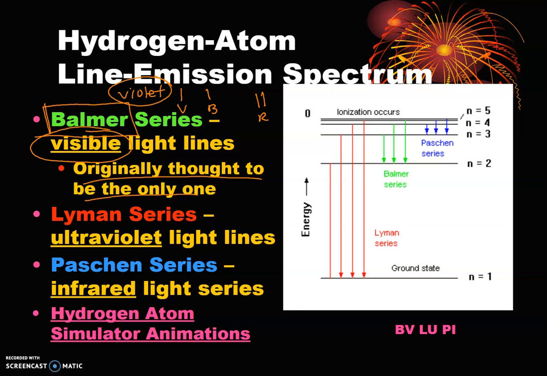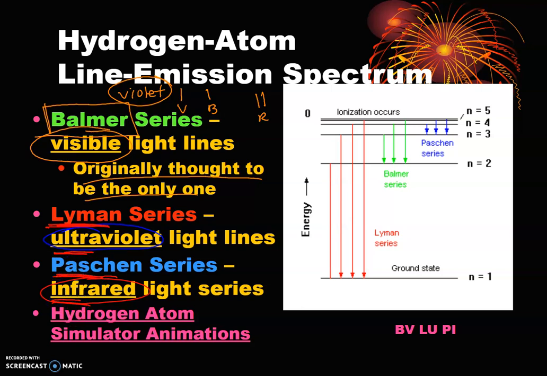But when you look at it through different lenses, you saw that there was also an ultraviolet radiation series that was emitted. And you could also see that there was some infrared light emitted as well, things that we can't see with our naked eye. So the Lyman series is the ultraviolet, the Paschen series is the infrared.